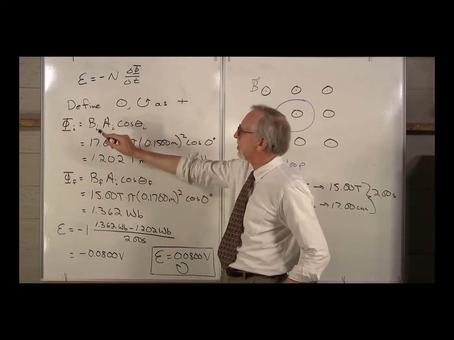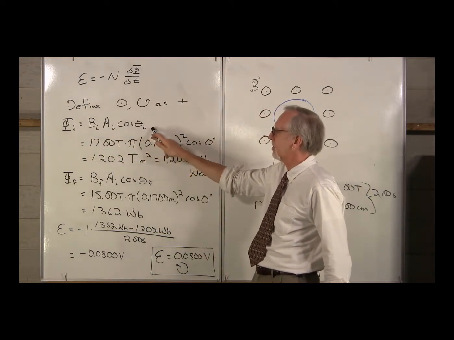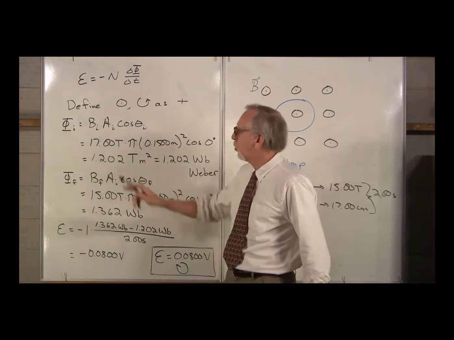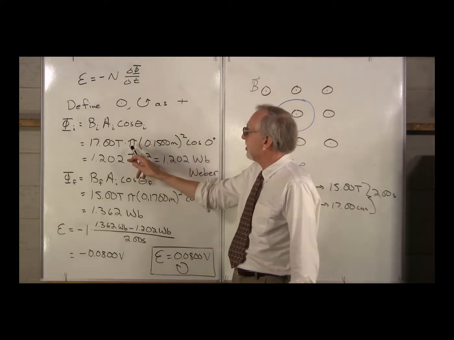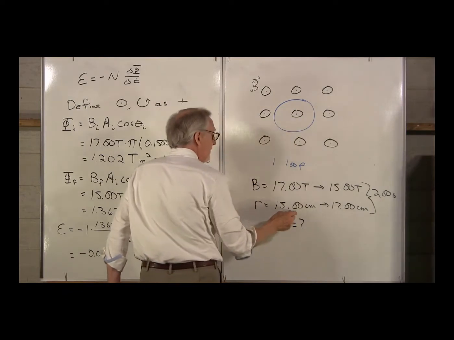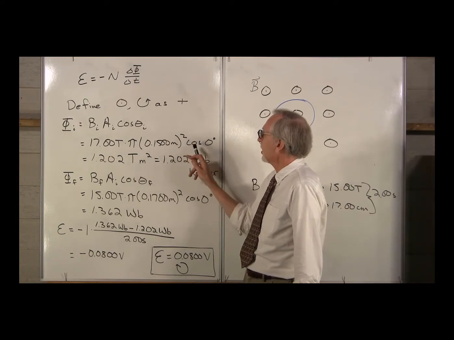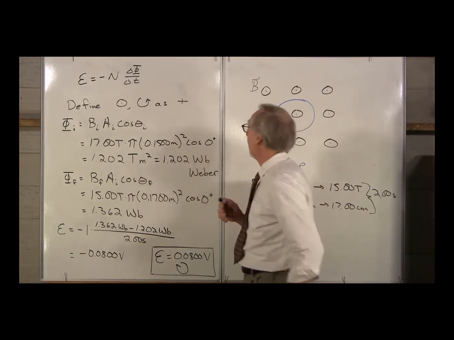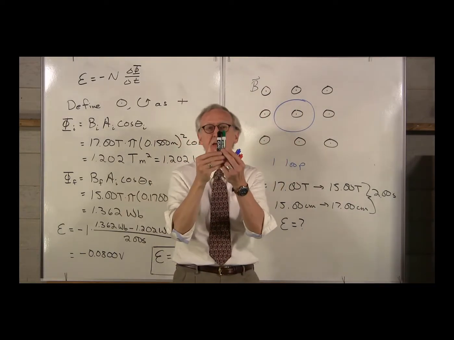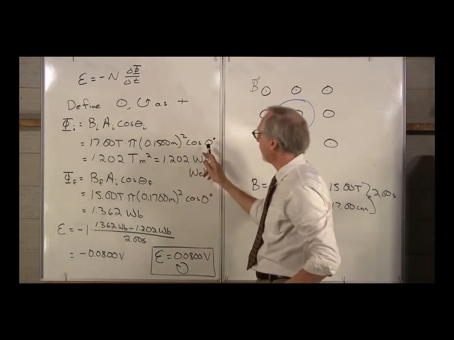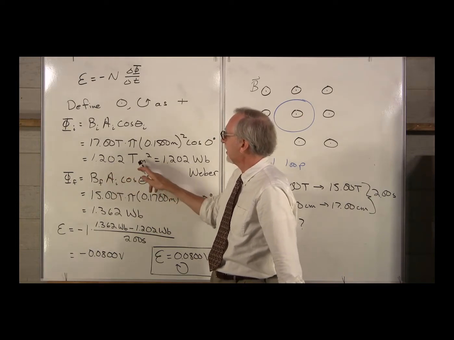So what is our initial flux? Our initial flux, phi initial, is B initial, A initial, cos theta initial. B initial is 17 Tesla. What's the initial area? This is a circular loop. The area of a circle is pi r squared. So that is pi times the initial radius, 15 centimeters, which I will write in meters, 0.15 meters squared, cos of what is our initial theta? Our area vector is out of the board, our magnetic field is out of the board. What's the angle between them? 0. So theta initial is 0 degrees. Multiply that out, we get, with 4 sig figs, 1.202 Tesla meter squared.